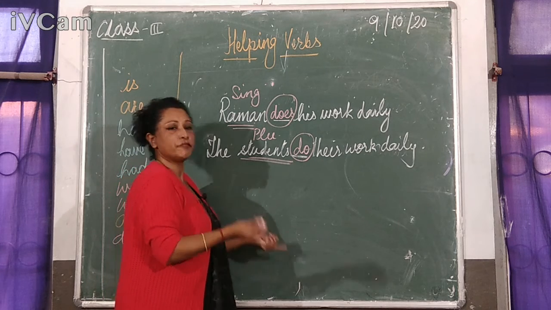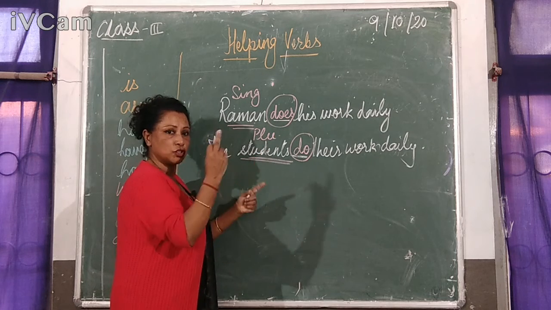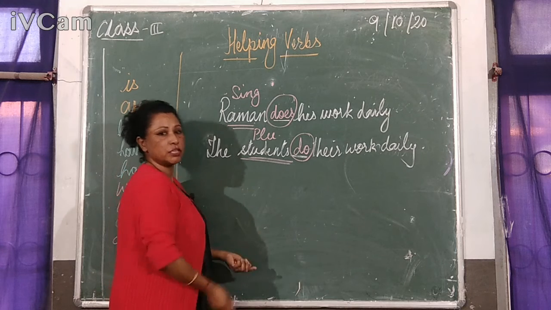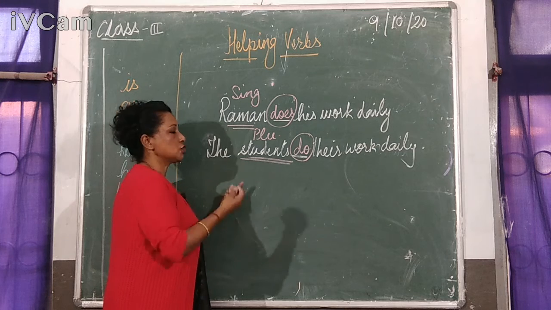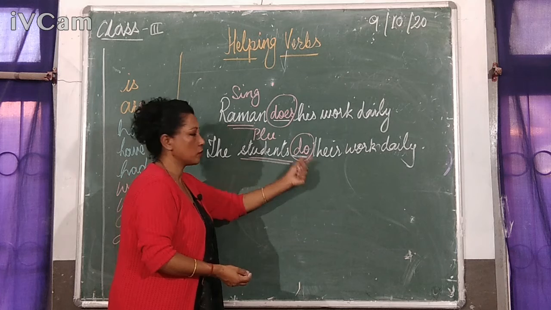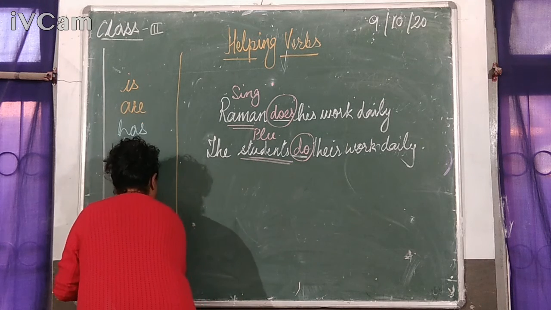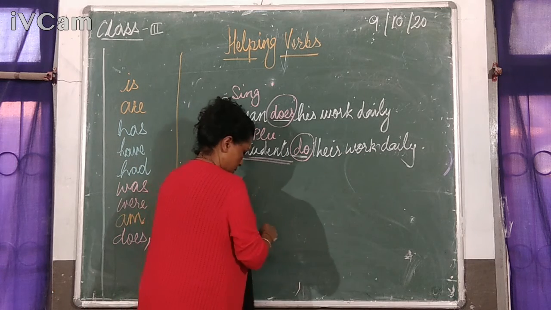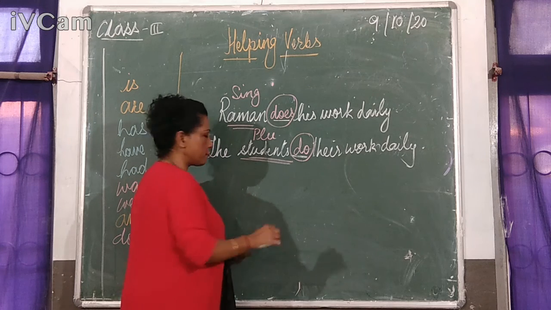Ravi does, Rita does, all these, when you talk about one. But when you talk about many, the children do, the boys do, the teachers do, the people do. People means many, isn't it? The students do, the dogs do. So when you talk about many, you use do. So do is another helping verb. All right. Now one more helping verb, which is for the past tense, when the work is already finished.